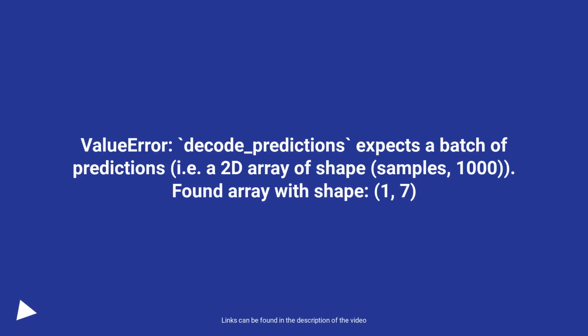ValueError: decode_predictions expects a batch of predictions, i.e. a 2D array of shape (samples, 1000). Found array with shape (1, 7).